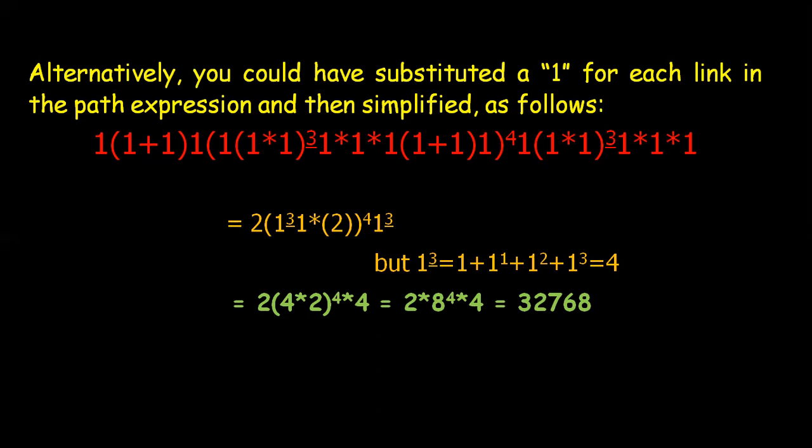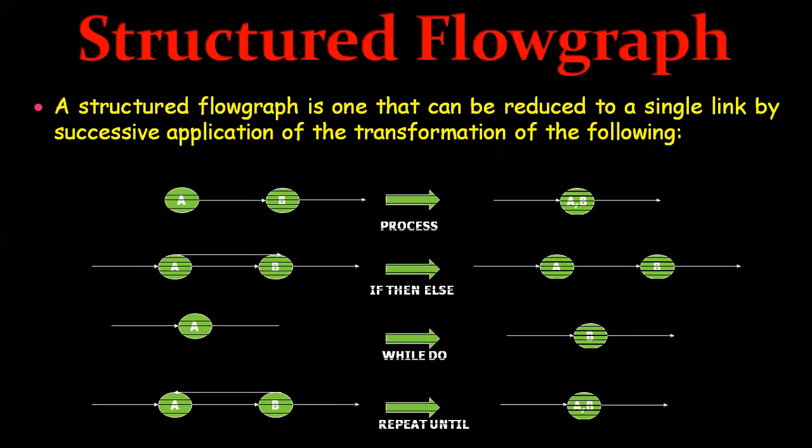That does not mean that it is taken as 0 or 4 times. So it is exactly 4 times. So here as a result, there is an extra 4 on the outer link in the last step. So this is the reason the maximum number of different paths is 8192 rather than 32,768. So now let us see what a structured flow graph is.